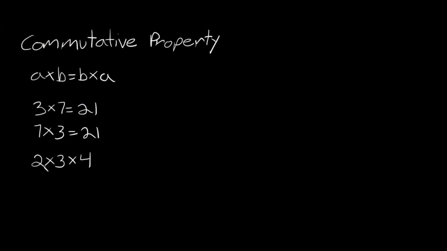Let's see, 2 times 3 is 6, times 4 is 24. And then we can have 3 times 4 times 2. They're the same numbers being multiplied, but now the orders are swapped. So this will be equal to 3 times 4 is 12, and then times 2 is 24. And now let's talk about the associative property.